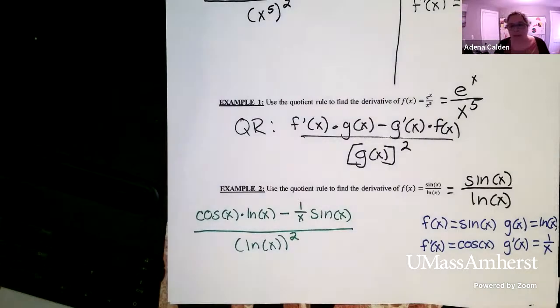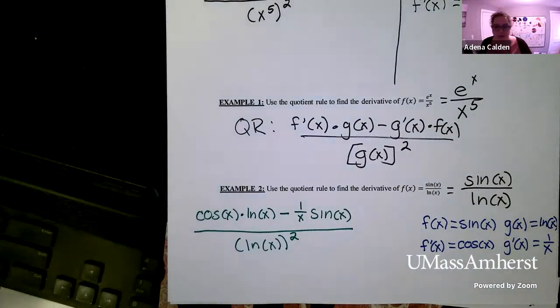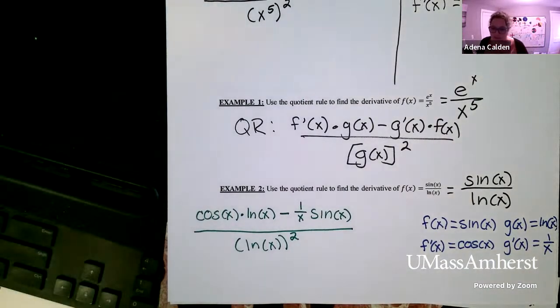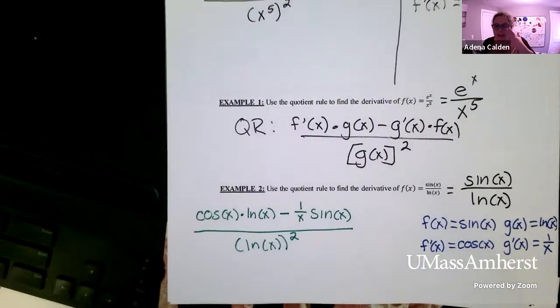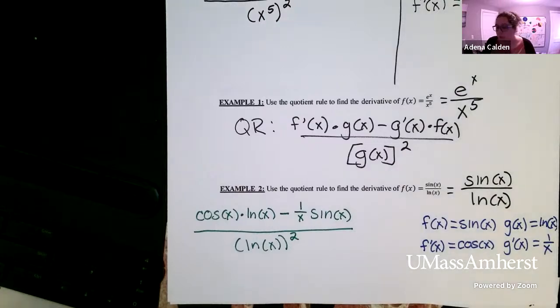Okay, so again, we don't do a whole lot of simplification. I don't see anything here that I would simplify. I do want to point out that the 1 over x, you cannot bring that inside the sine of x. They are two different functions. So the solution would look just like this.